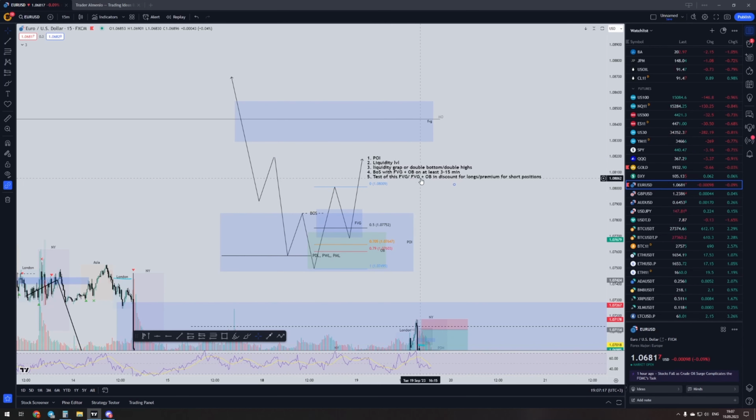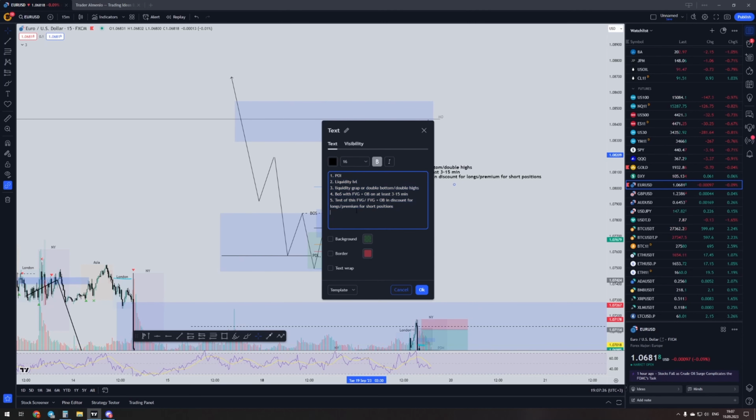Test of this FVG or order block in discount for longs, premium for shorts, and the take profit is going to be 1:2, 2:3 risk to reward, or till the first trouble area.